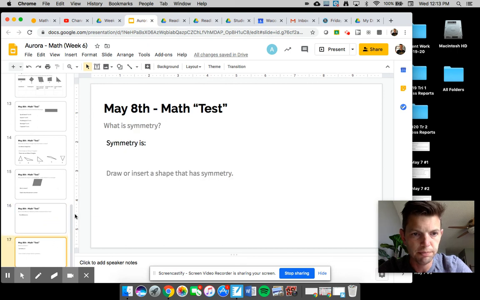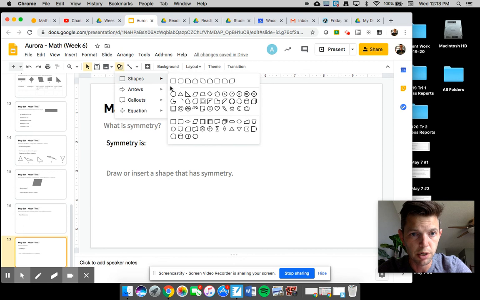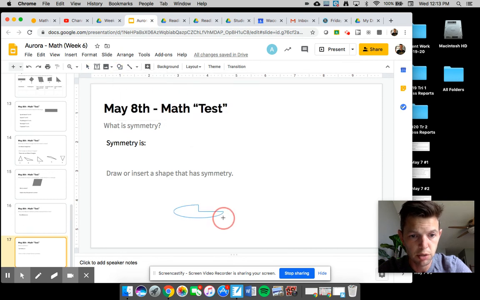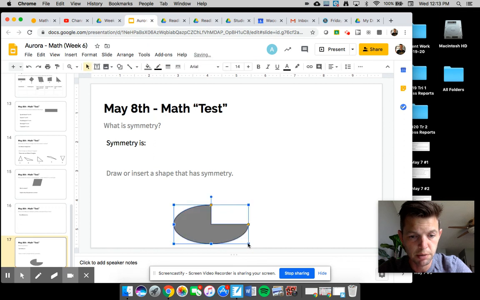The last one, we talked about that this week. What is symmetry? Explain what that is quickly with a sentence or so. And then draw or insert a shape that has symmetry. I think the shapes work if you pick up here, and then you can put the shapes in. Okay?